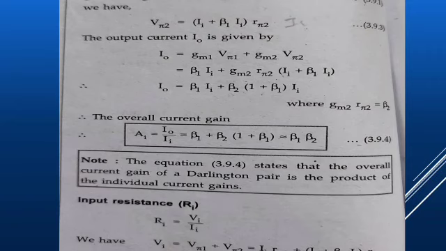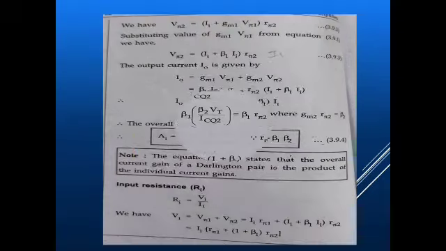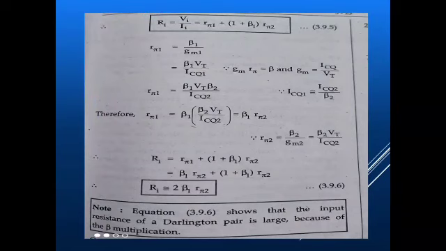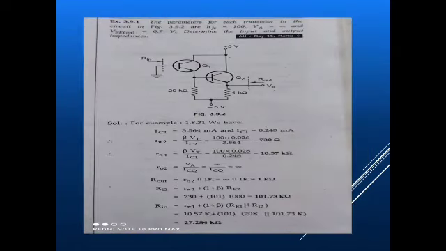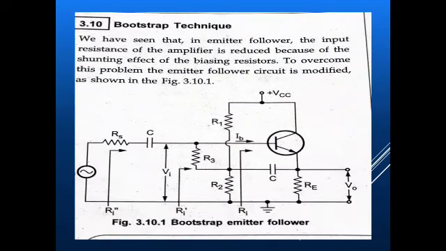Next we have to find the input resistance Ri, that is Vi by Ii, and the Ri value is given by 2 times beta 1 into R by 2. After finding the value of Vi in terms of Ii, we can obtain this resistor value. The input impedance Ri of the Darlington amplifier is large because of the amplification beta value. Okay, next we have to go for the bootstrap technique.